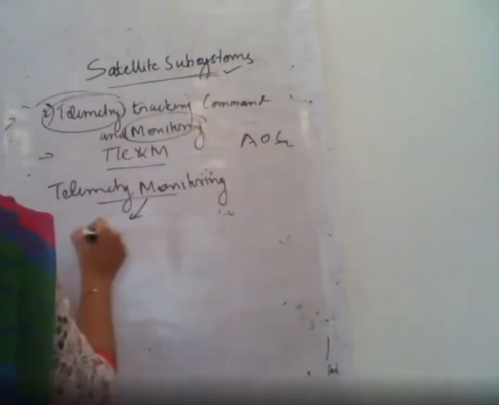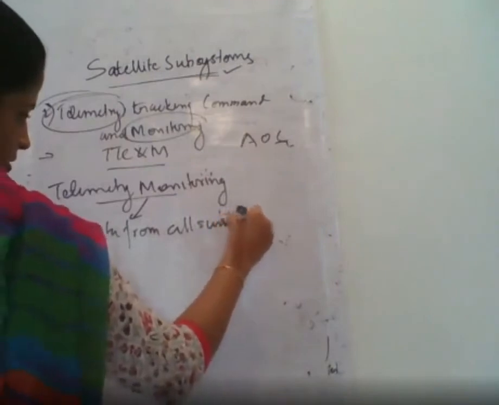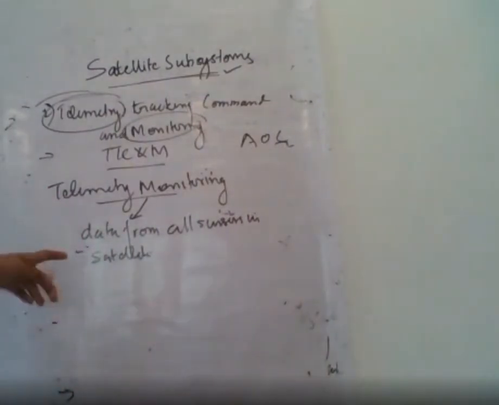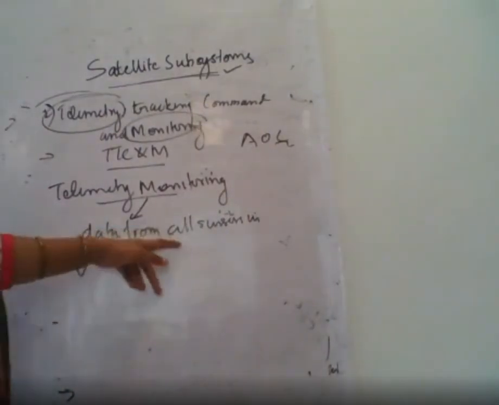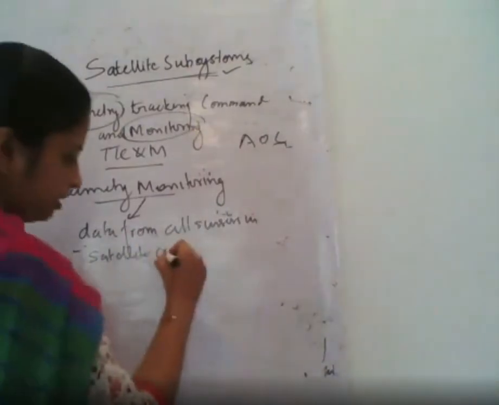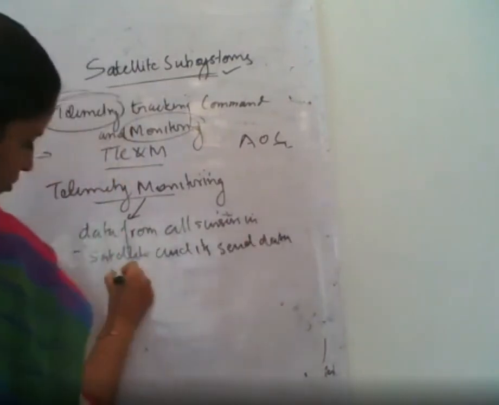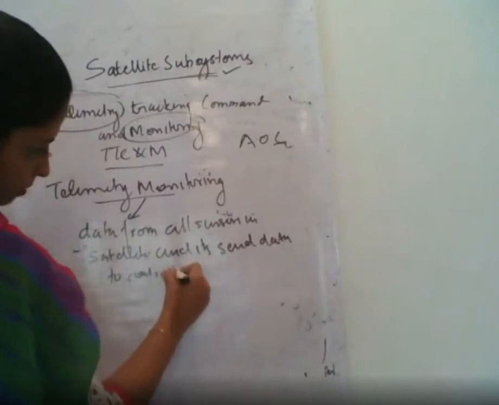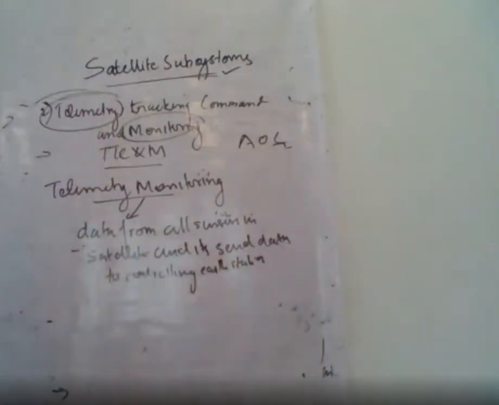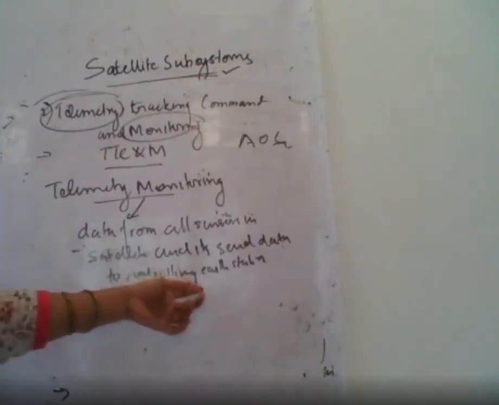This monitoring system collects data from all sensors within the satellite and sends the collected data to the controlling Earth station.